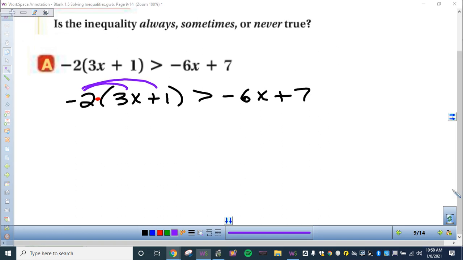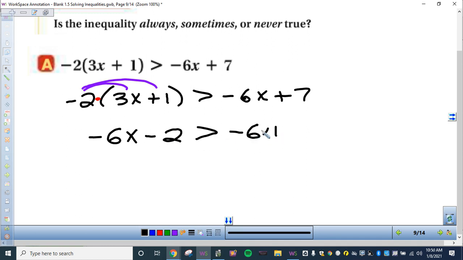Again, showing you how to think, how I approach these math problems to inform your judgment when you too look at how to do these math problems. -2 times 3 is -6x, -2 times 1 is -2, greater than -6x plus 7. So if I solve this and I add 6x to both sides, those -6x's cancel.